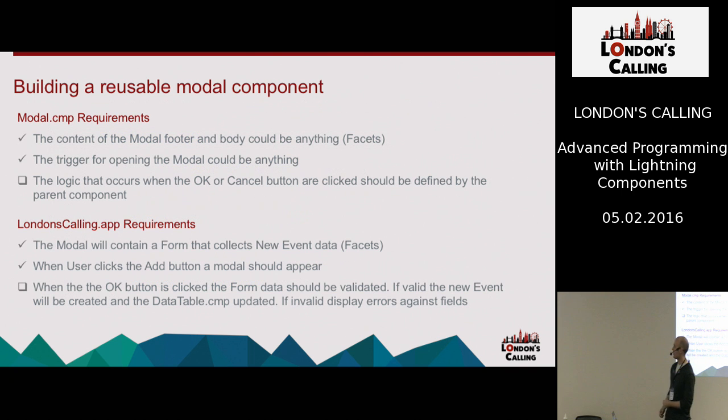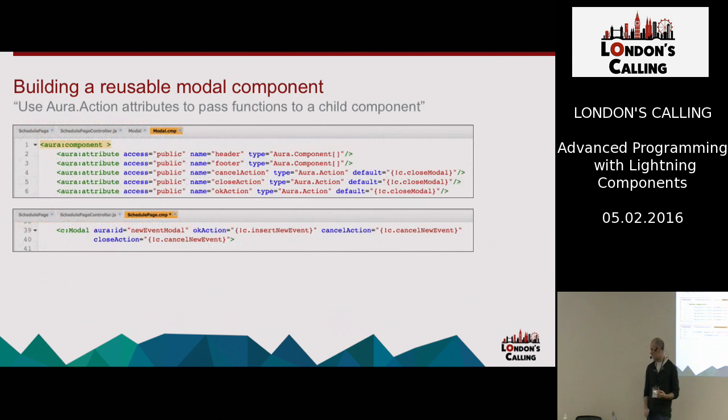So we've just got one left, and that's essentially what we do when we hit the OK or cancel button. How do we define that behavior? The attribute that we're going to use here is of type aura.action. What this allows is for us to pass an entire function in from our parent component into the child component. So what you can see here on lines 4 through 6 are 3 actions. There's a cancel, a close, and an OK action.